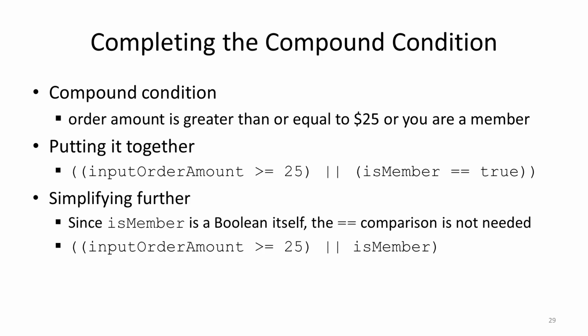Input order amount greater than or equal to 25, and that comparison is grouped. You should always group your comparisons for readability. So that comparison is grouped, and then you have the or, and then just the variable name is member. Just like I showed you in the previous lecture with the is lecturing variable, we just stuck that variable name in the condition of the if. That is the same idea that's happening here. Because that variable is a Boolean itself, we can just reference the variable name.